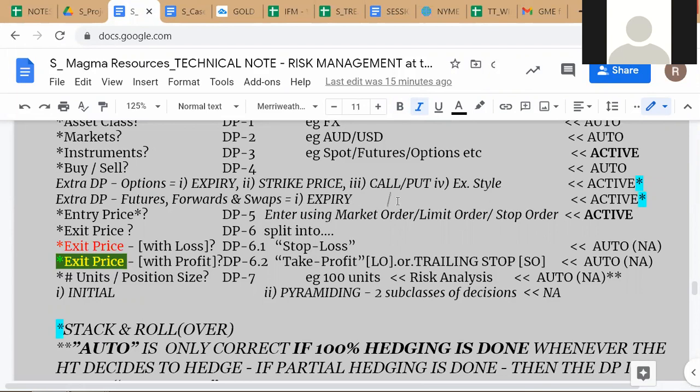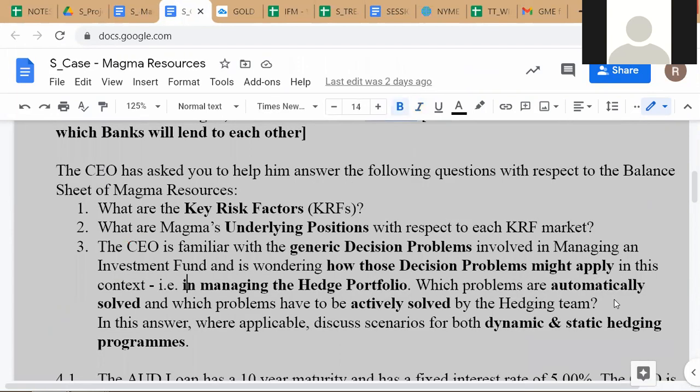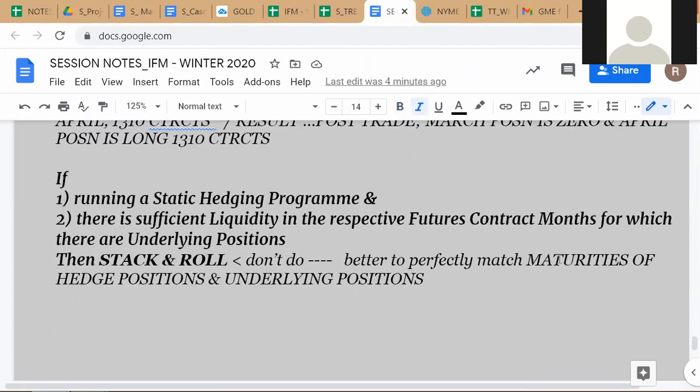I wrote active against the expiry decision. Why did I write active? Because you do have a choice to make. You do have a judgment call, where basically, do you want to do stack and roll, or do you want to perfectly match the maturities? This is a choice. This is a decision problem. You can either decide to do this or decide to do that, or you can do this for a while and then switch to that. But at a point of time, you're choosing between one of the two. These two are mutually exclusive at a point of time.